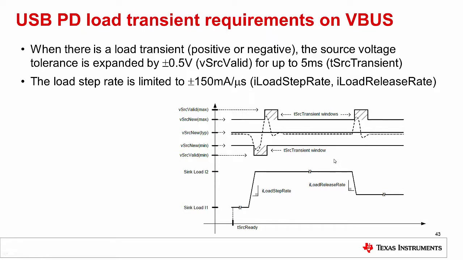Another interesting thing is on the sink side, the load step rate is limited to plus or minus 150 milliamps per microsecond. So the sink should do its load steps in a controlled manner to obey that requirement, to make sure the source is able to maintain regulation through any load step that it sees.